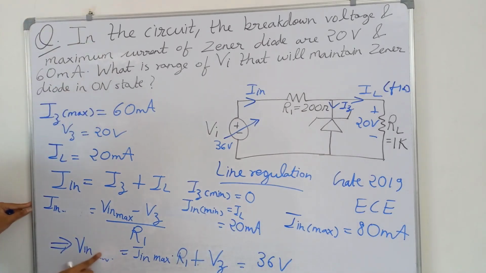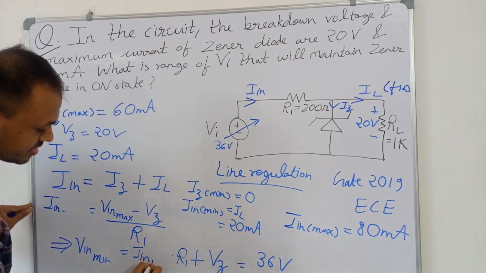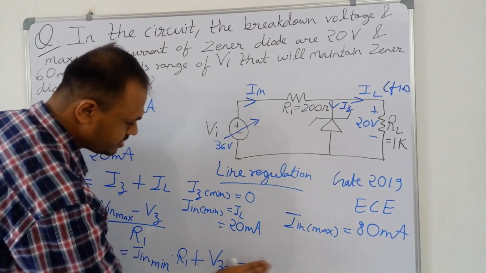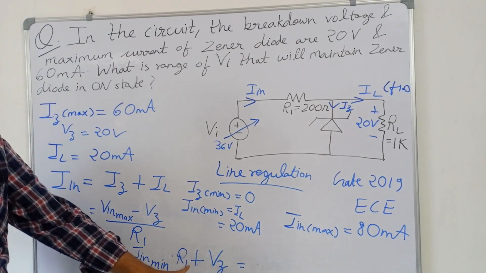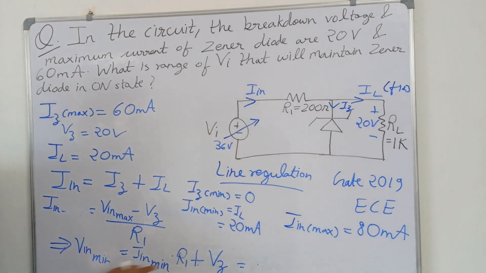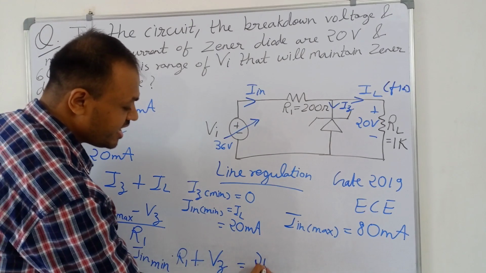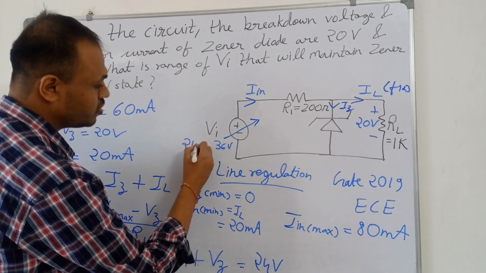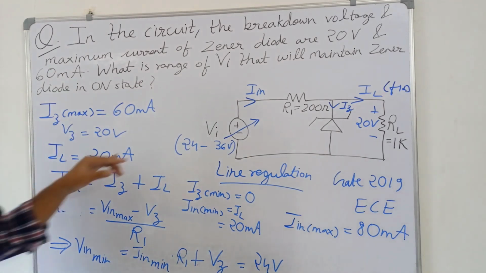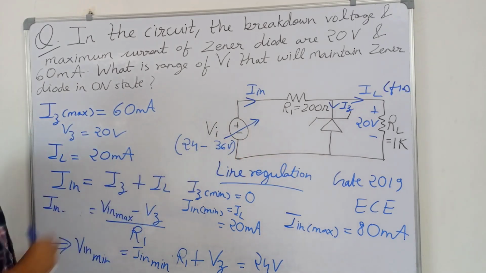So Vin minimum will be equal to Iin minimum into R1 plus Vz. Iin minimum is 20 milliampere, R1 is 200 ohm. So 20 milliampere into 200 ohm is equal to 4 volt and Vz is 20 volt. So Vin minimum is equal to 24 volt. So the range of input voltage is from 24 volt to 36 volt. This was an MCQ question and one of the options was 24 volt to 36 volt. So this is the correct option.